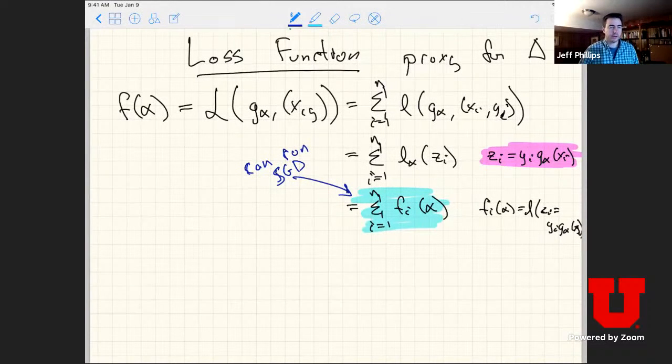Okay, so let's go back and look at this function, this kind of cool trick here.